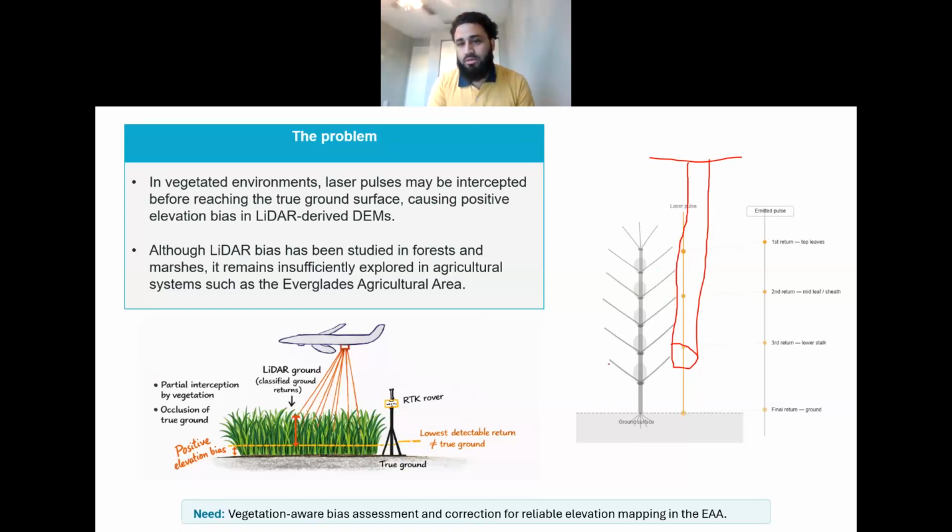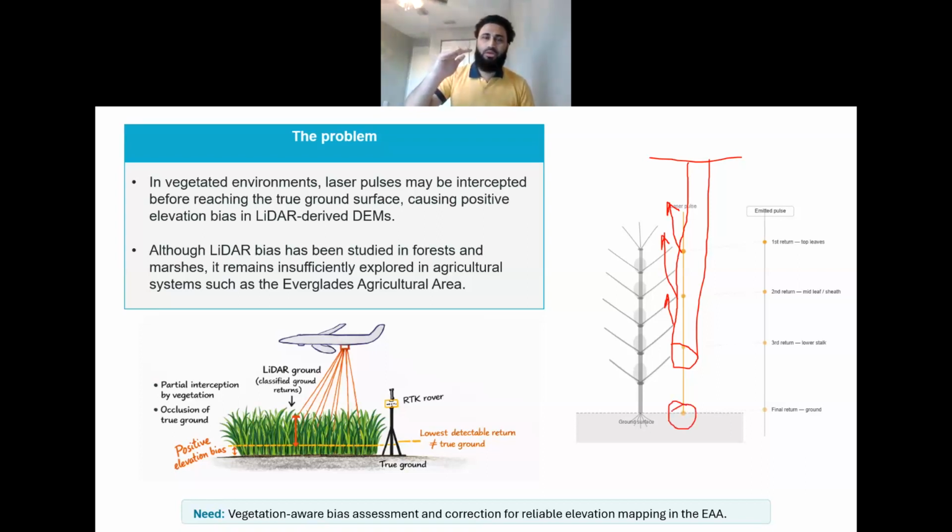This is a sugarcane plant. That's what I was working on. So it hits the first leaf of the sugarcane. That's why you call it first return from this single pulse. Then some of the pulse penetrates further because let's say there is a gap, and then the second return comes from here. So from this beam, you can have 3 to 4 to 5 to 6 returns, depending upon how dense the crop is. And the last return, we call it ground.